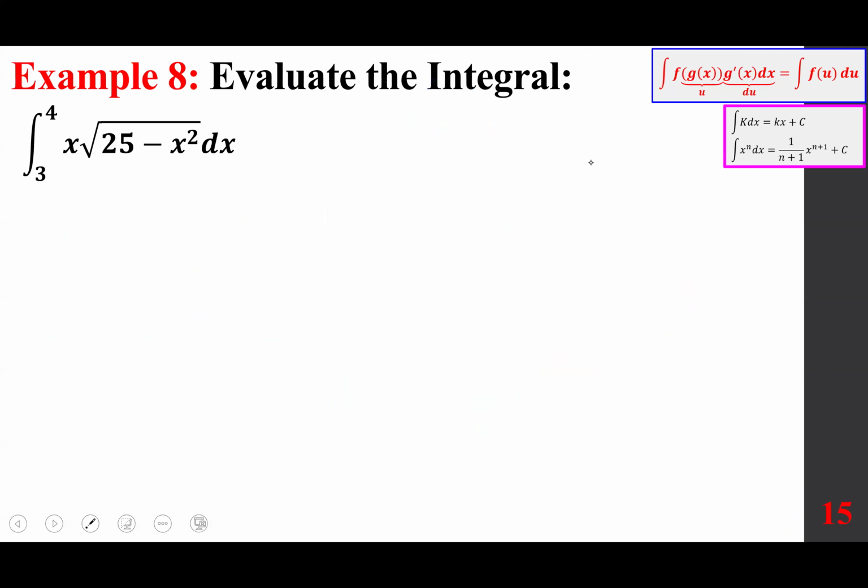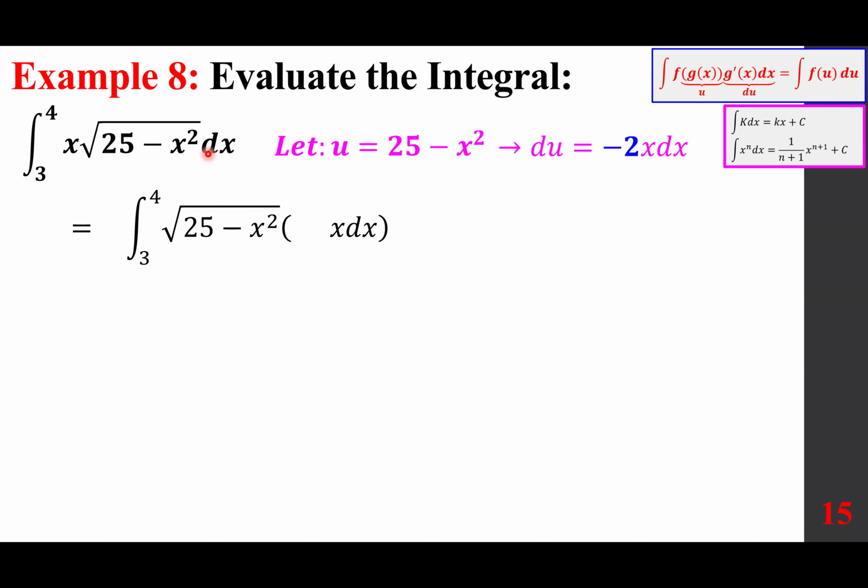Okay, so let's look at a simple example, see how that thing works. For example, here, the integral from 3 to 4 of x times the square root of 25 minus x squared. First, let's go with the substitution. Let u be the more complicated function, in this case, 25 minus x squared. The derivative is minus 2x. So du becomes minus 2x dx.